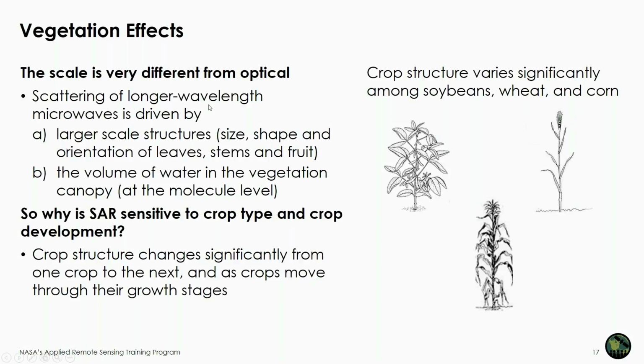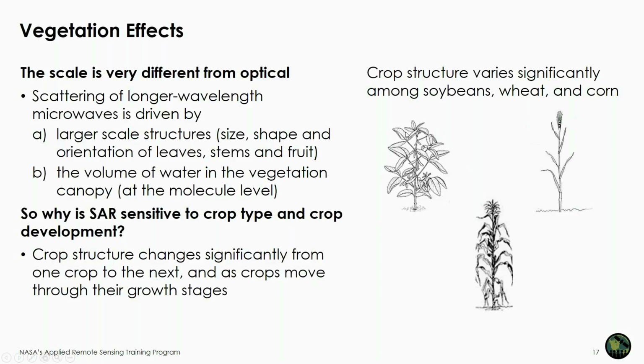So here, scattering with these longer wavelengths is driven by different scale of features. So the amount of scattering is really dependent upon the structure of the crop. So this could be the size of the crop, the shape and orientation of leaves, or the stems or the fruit of the crop. And it's also, as we were just talking about, related to the amount of water in the vegetation as well, but this is at the molecular level.